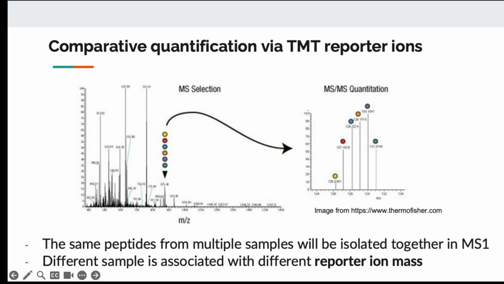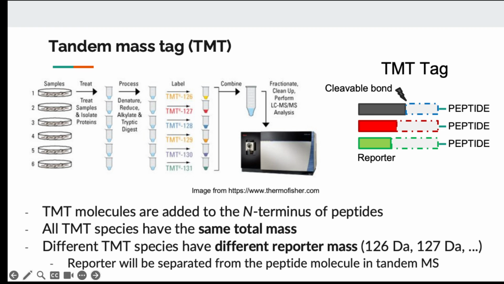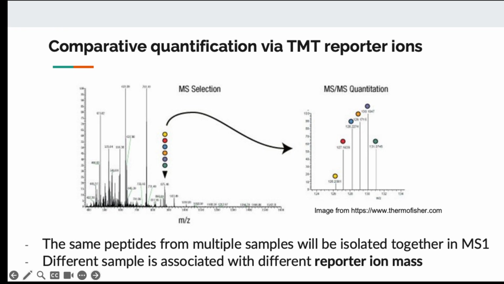So what happens during the fragmentation in the spectrum? If you zoom in on 125 Dalton to 130 Dalton, you're going to see these peaks, each corresponding to a different reporter: the smallest for 126, then 127, 128, 129, 130, 131. So essentially, we have the relative abundance of the peptide which comes from different samples in the same spectrum. So this also reduces all the technical bias.